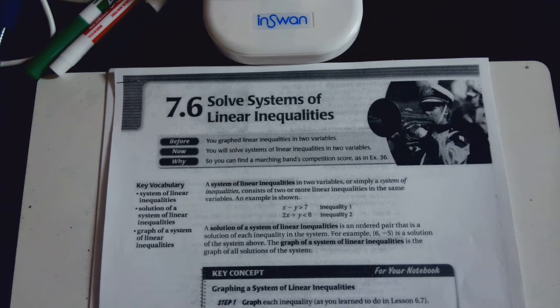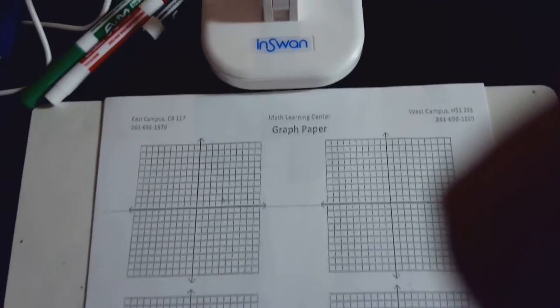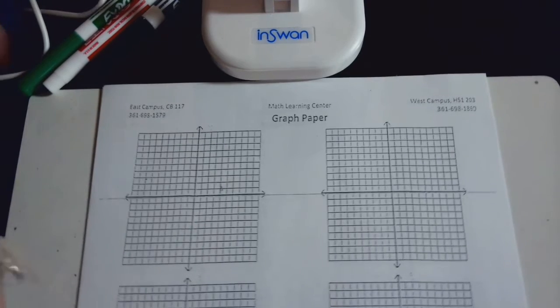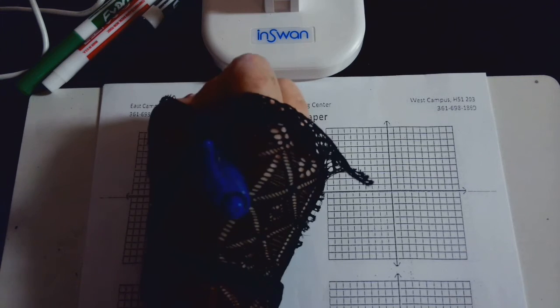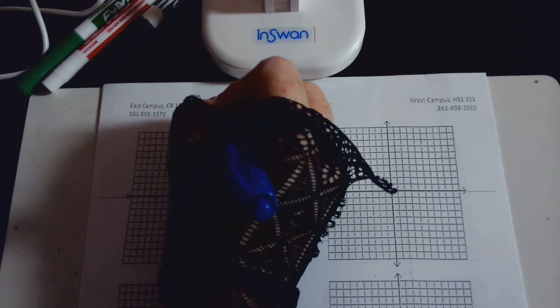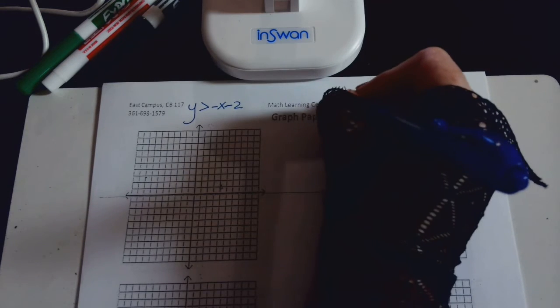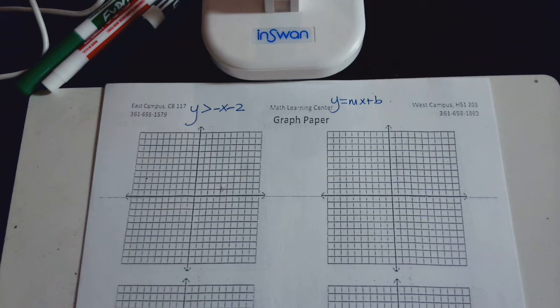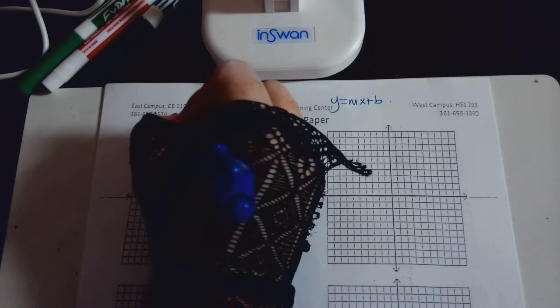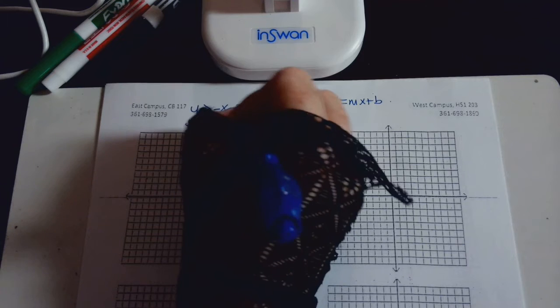So I will show you what that means. Right now, I'm sure you don't understand what they're talking about, but let's go ahead and start by graphing, and then it will start to make sense. So here are the two. y is greater than -x - 2. You always want it in the form y = mx + b. It makes it easy to graph, and you're familiar with that. Then the other one is y is less than or equal to 3x + 6.